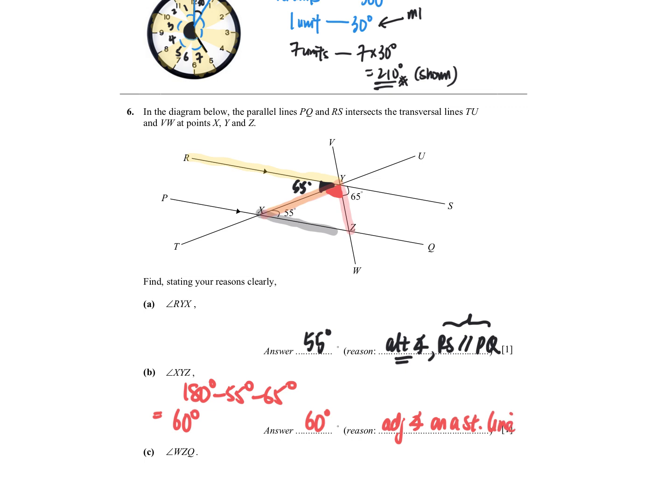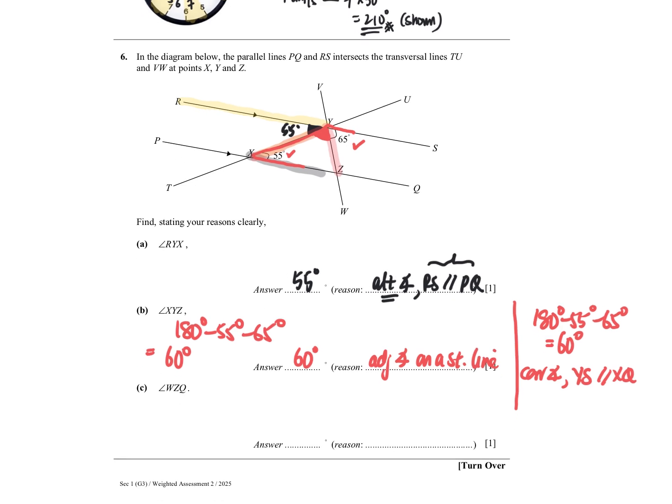Okay, but I also have a group of you who saw that actually this is a C. It is corresponding angle. So you use 180 minus 55 minus 65. Same steps. Okay, but you give me corresponding angles, YS parallel to ZQ. Okay, so you give me this is also perfectly fine. Okay, so as long as the reason you give me makes sense in the diagram, I will give you the full credit.